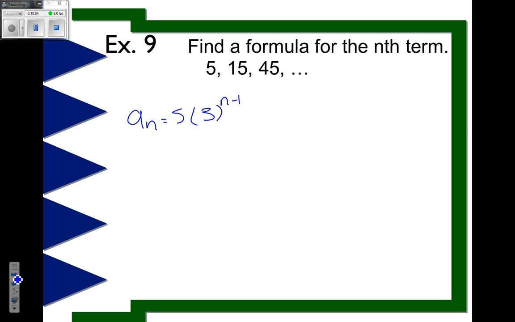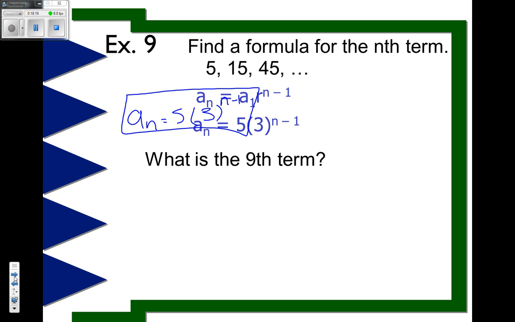Alright. This is a 2-part question. You must write the 2 separate parts or you will not get credit for it. The first part says find the formula. That would be the formula. The second part says what is the 9th term. That's when you plug in 9 for n.